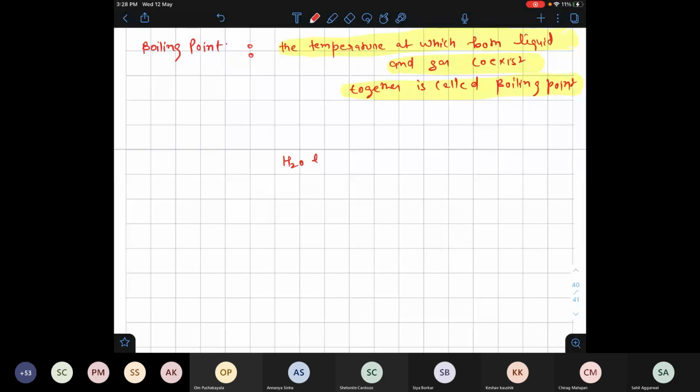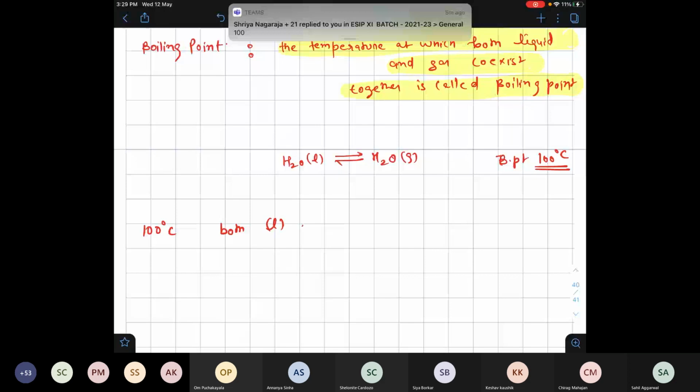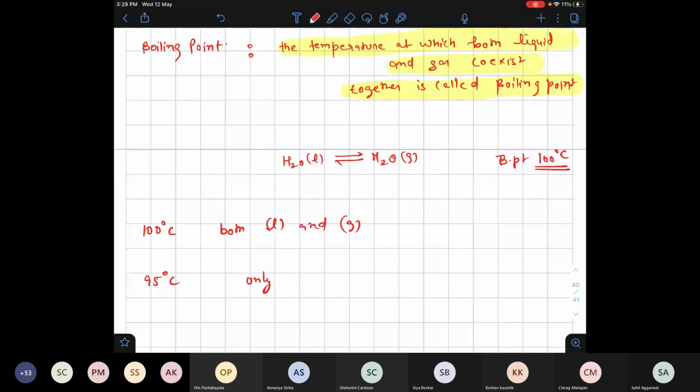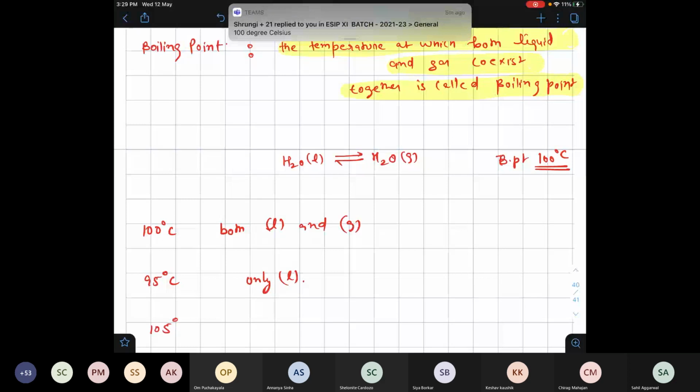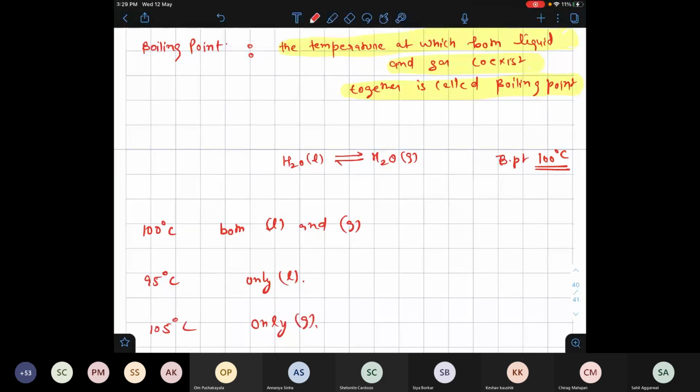Water का boiling point? 100 centigrade. Now 100 degree centigrade पर both liquid and gas, 95 डिग्री सेंटीग्रेड पर only liquid, and 105 पर only gas. Understood.